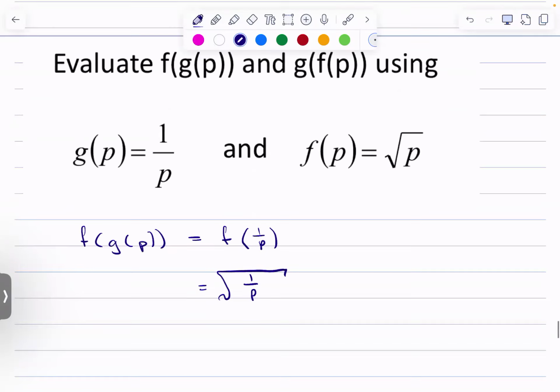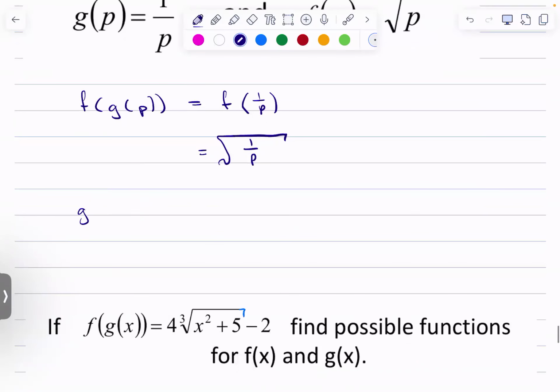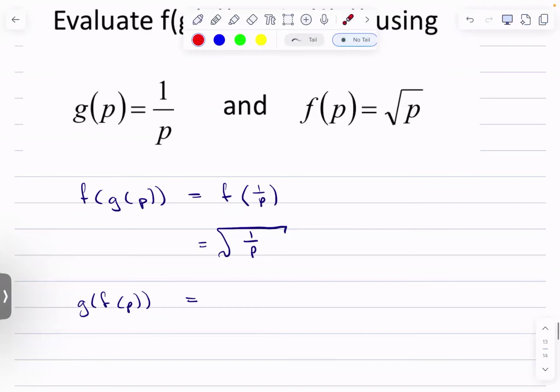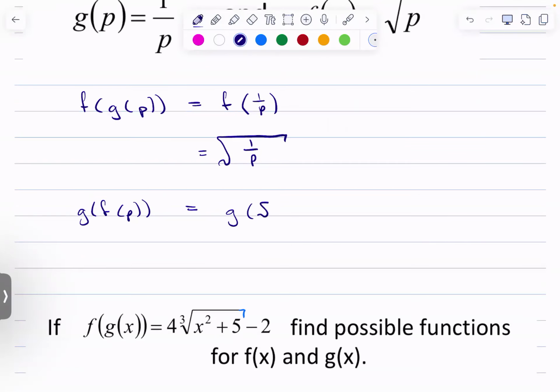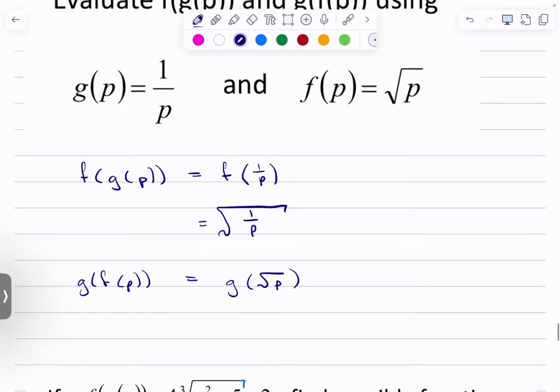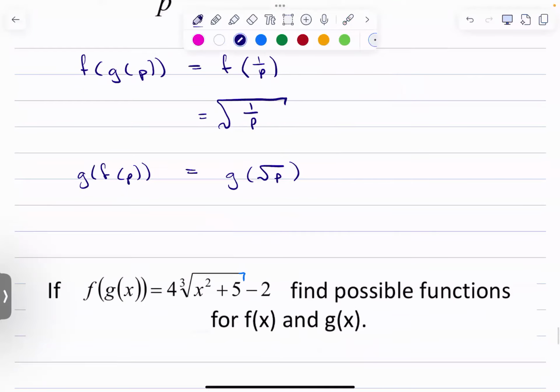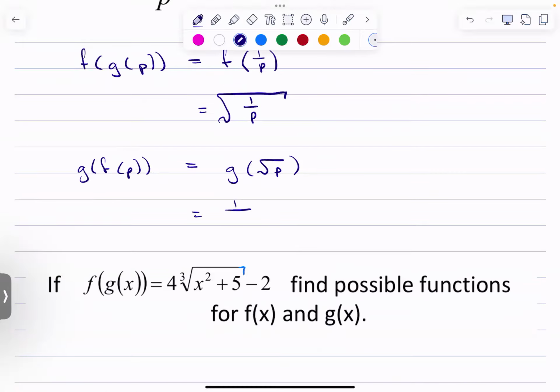What about the g of f of p? Now my inside function is f of p. F of p I can replace with the root of p. So really what I want to find is g of the root of p. Now in g, wherever I see a p, I replace it with the root of p. And I get 1 over the root of p.